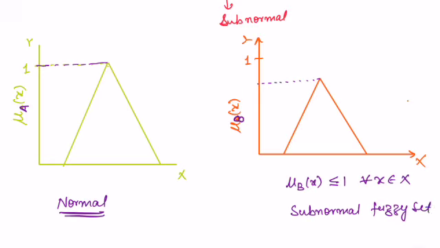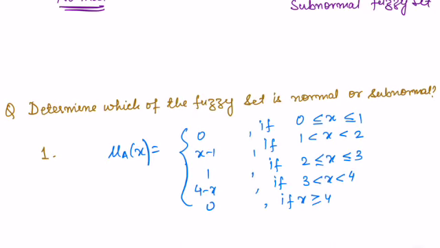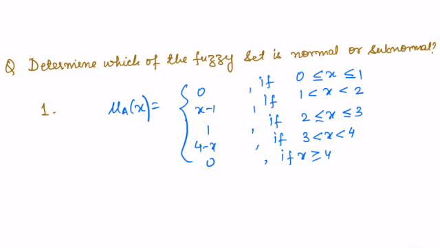And for A(x) again, we can write that there exists x in capital X such that this is the point where mu A(x) takes value 1. So that is why it is a normal fuzzy set. Let us move to one more example. So this is our example, and we have to check whether this is a normal fuzzy set or a subnormal fuzzy set.